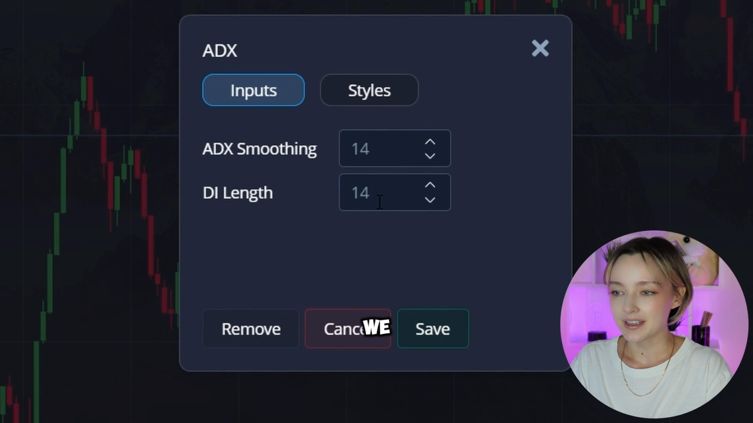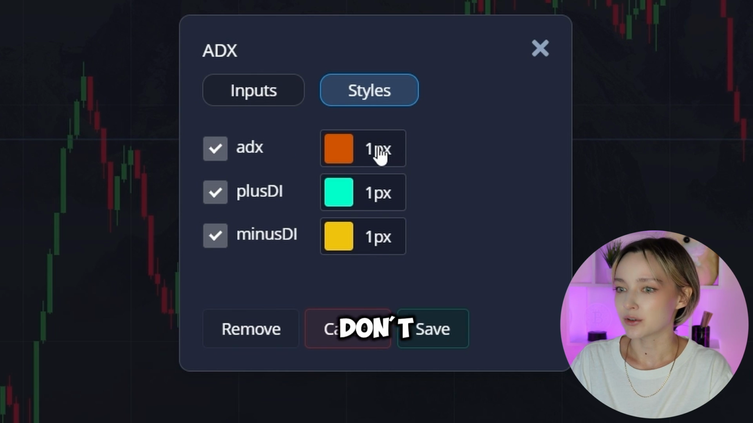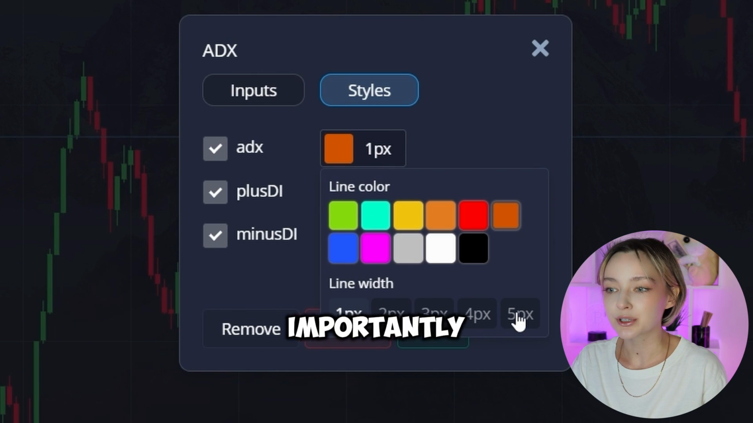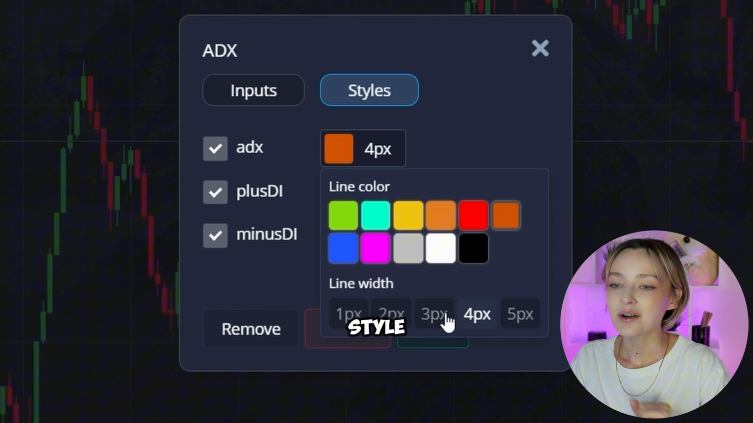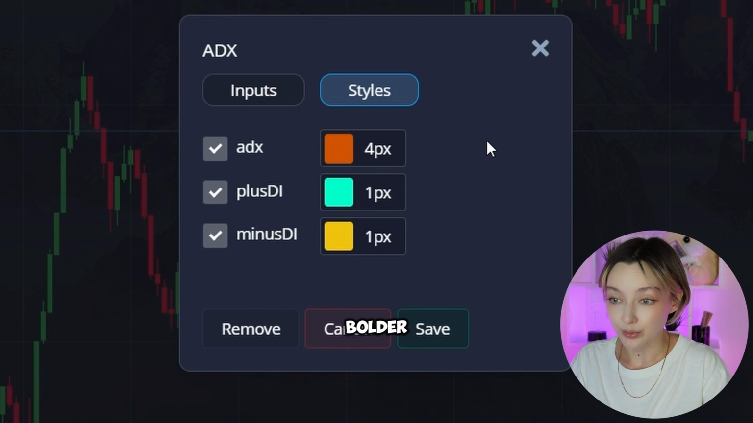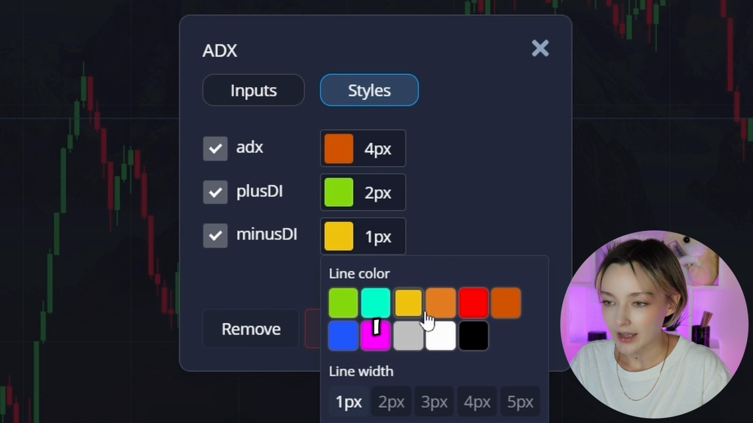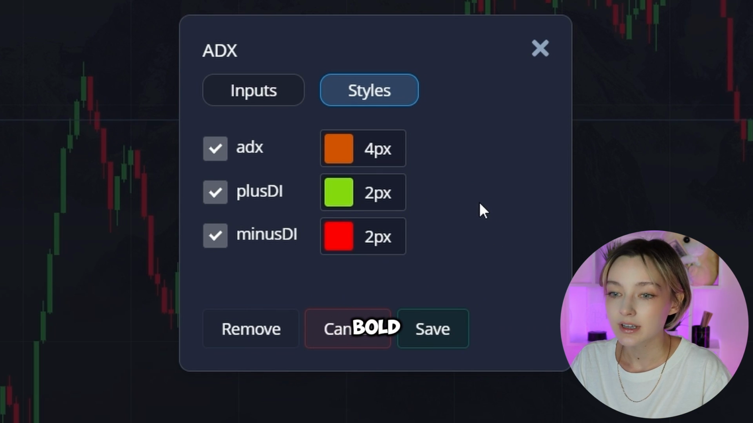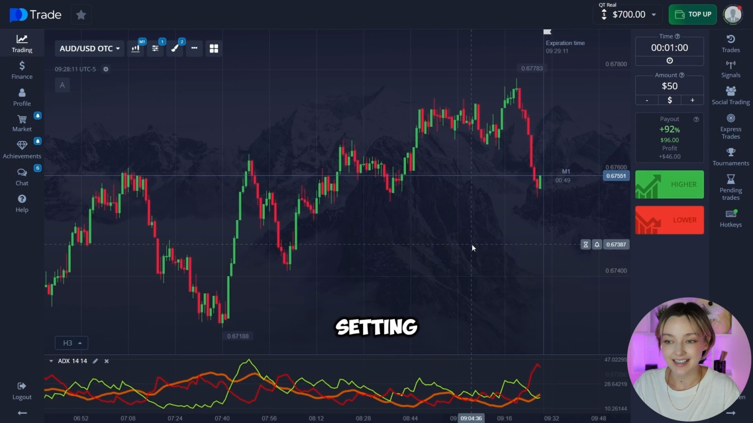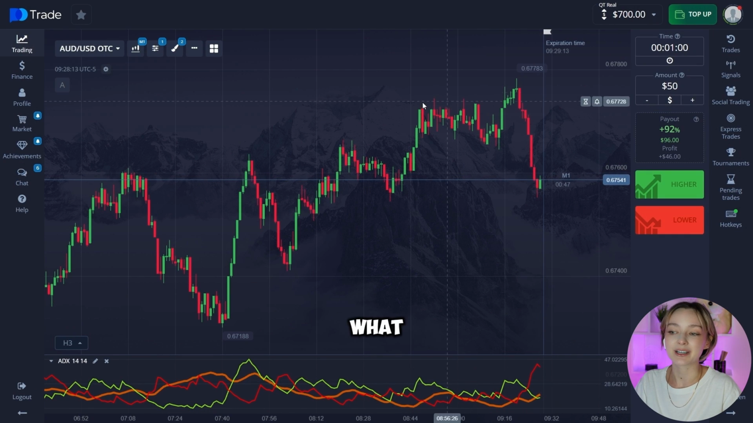So we have selected the ADX indicator. We don't change any inputs. Most importantly, we ought to change the style. We're making the ADX line a bit bolder, around 4 pixels. The plus DI should be green and 2 pixels bold, and the minus DI setting is going to be red. We're done here. Let's see what it looks like.